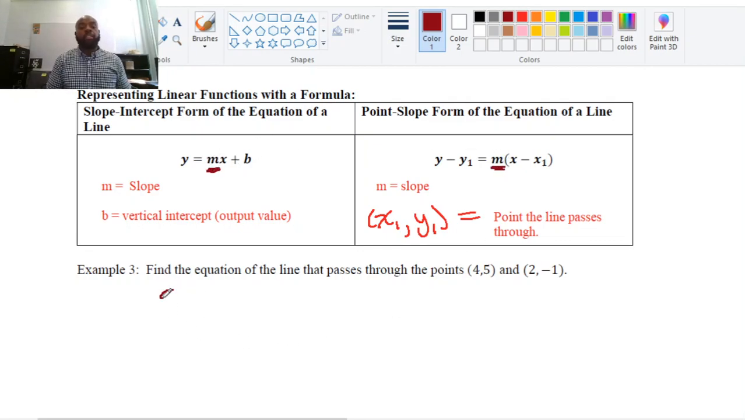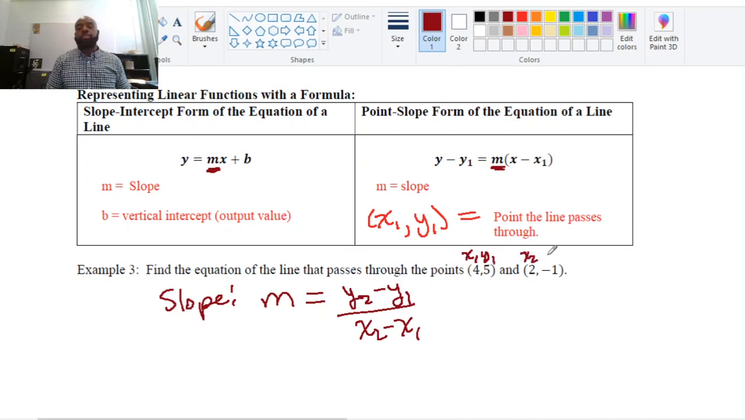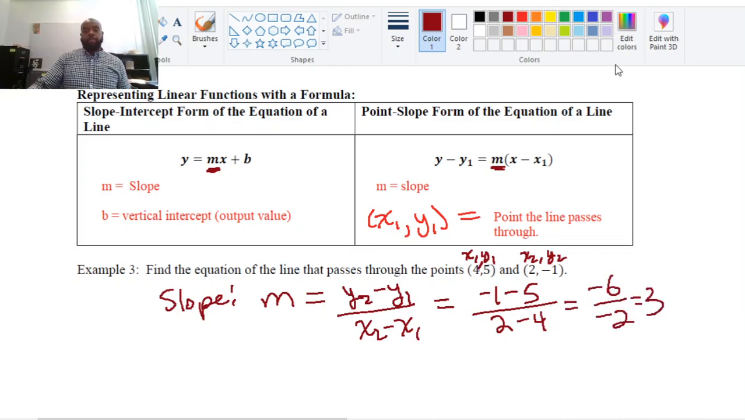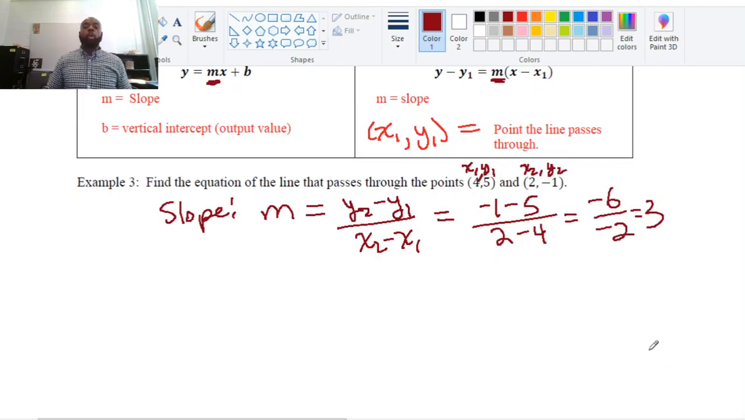So the first thing I'm going to do is find my slope. And I remember that formula, y2 minus y1 over x2 minus x1, right? I'm going to label this point x1, y1, and this one x sub 2, y sub 2. And so I'll replace these values in this formula. I have a -1 minus 5 over 2 minus 4. That'll give me -6 divided by -2, which equals 3. And so I know my slope is 3.